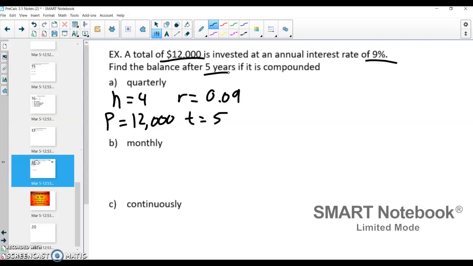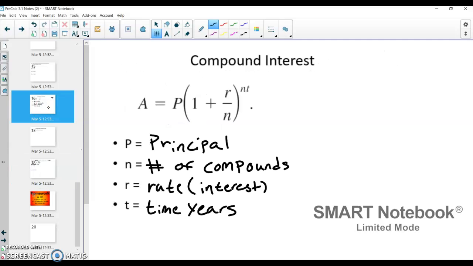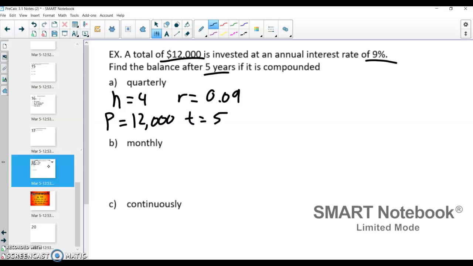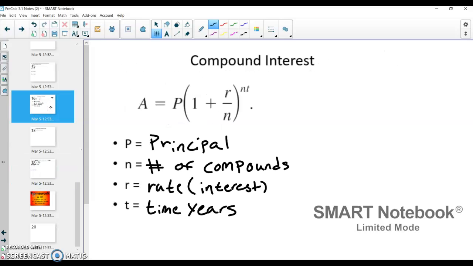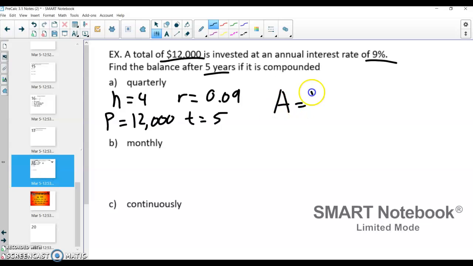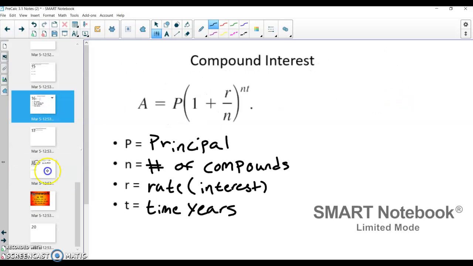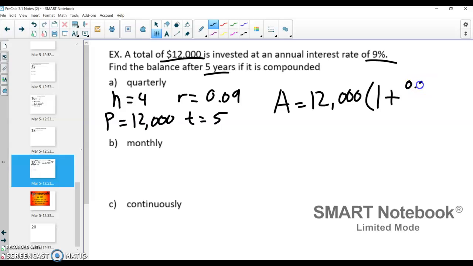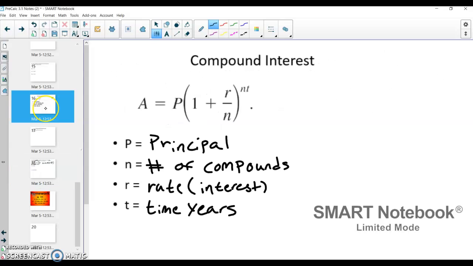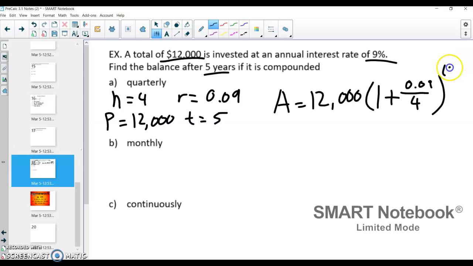Okay? And so if I set up using my equation here, we have A equals 12,000 times 1 plus your rate over your number of compounds. And so that is 0.09 over 4. And that's going to be raised to the n times t, which is, for us, 4 times 5.